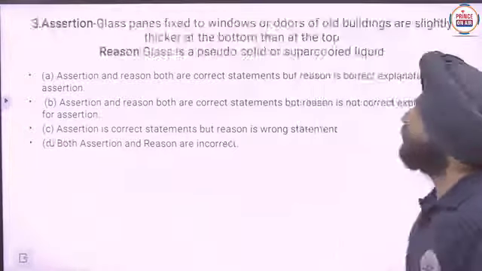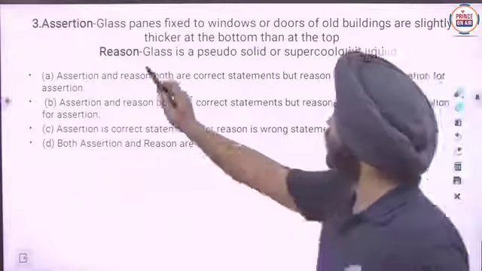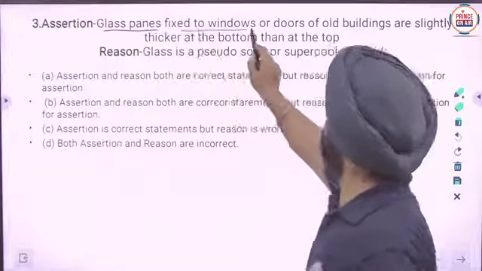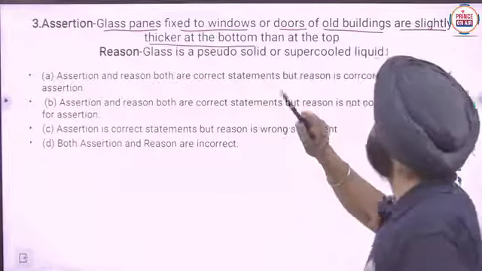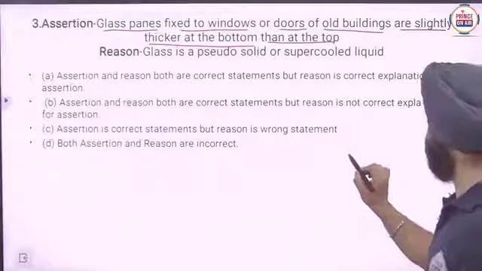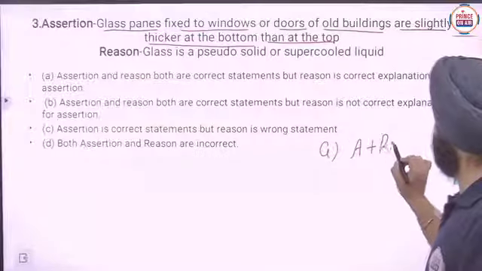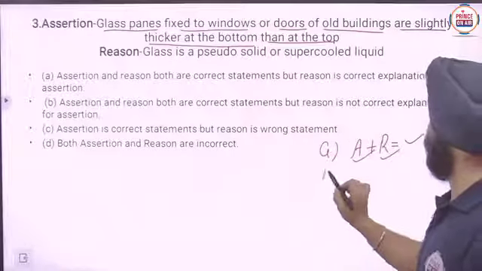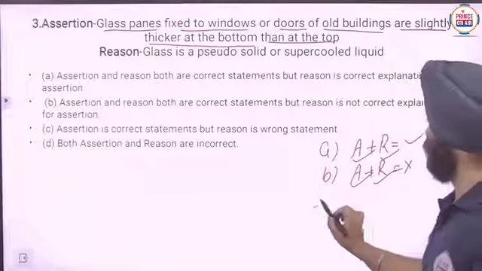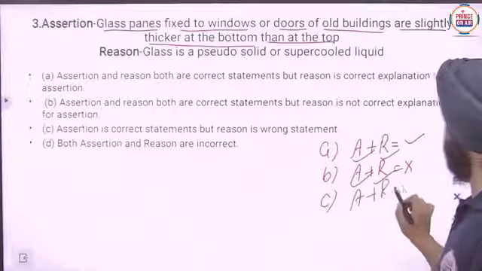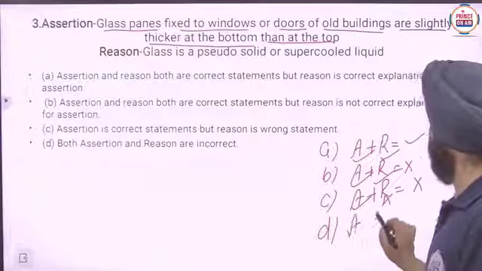One more we can do. See, glass panes fixed to the windows or doors of old buildings are slightly thicker at the bottom than at the top. Yes, that assertion is correct. Here we can write once again: A, assertion and reason both correct; B, assertion and reason both correct; and all wrong.